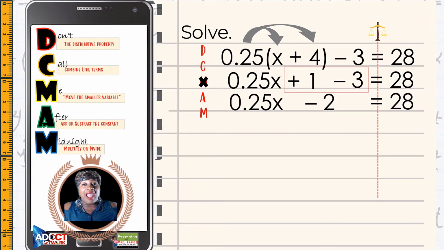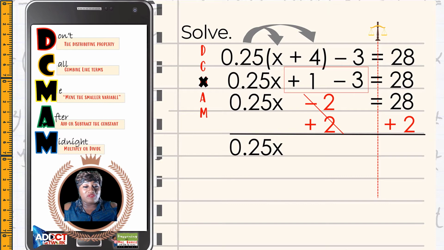Add or subtract the constant. Well, yes, there is a constant on the left side of the equal sign with the variable. Remember, we cannot isolate the variable until the constant has been removed. That constant, minus 2, we're subtracting by 2. We'll use inverse operations to add 2 to both sides of the equal sign. This will leave us with 0.25x equals 30. 28 plus 2 equals 30.